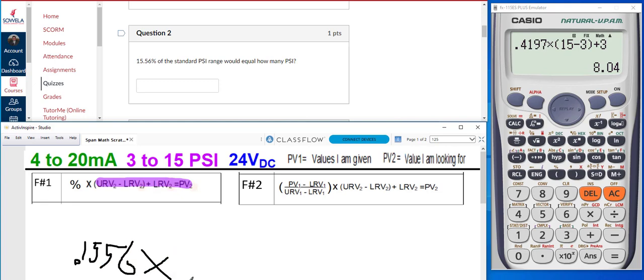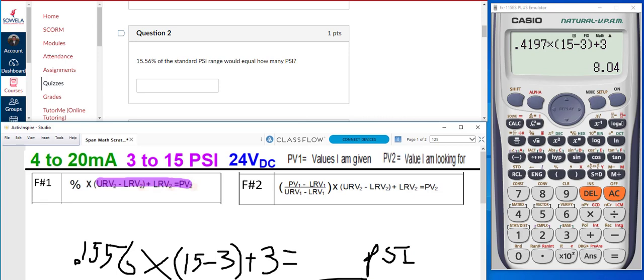0.1556 times, standard PSI range is 15 minus 3, plus 3. And we're looking for PSI. How many PSI would that be? So I punch it into my calculator. 0.1556 times 15 minus 3 plus 3. That would equal 4.87 PSI.